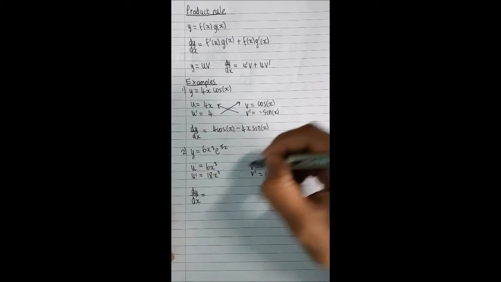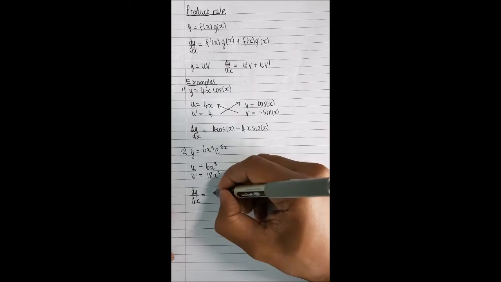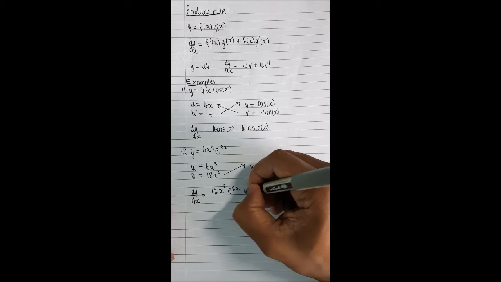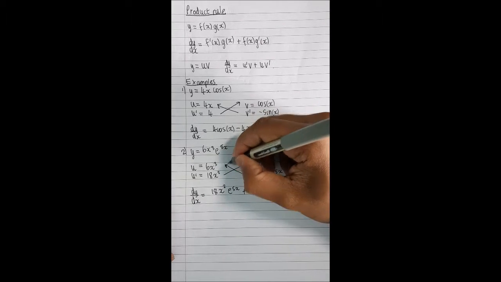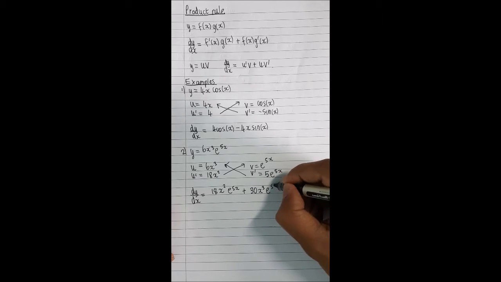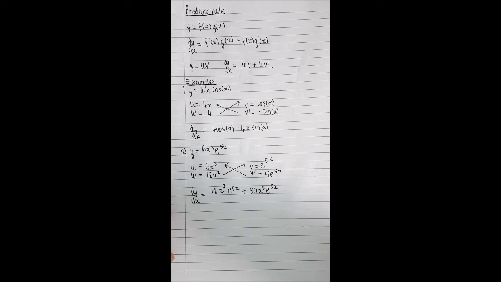Then the product rule above tells us that we have to multiply in diagonal fashion, and we get 18x squared e to the 5x if we multiply u prime and v together. And if we multiply the other two together, we get 30x cubed e to the 5x.